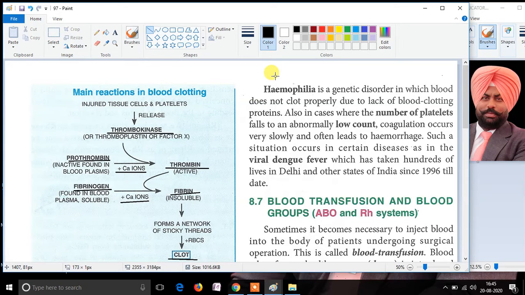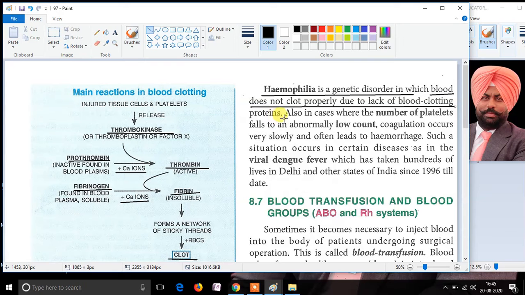Now let's discuss a disease which is related to blood clotting. The disease is called hemophilia. It is a genetic disorder which is transferred from parents to offspring. In this disease, the blood does not clot properly. And if by chance a person gets an injury, then the person may die because of the continuous flow of blood and due to the shortage of blood in the body.